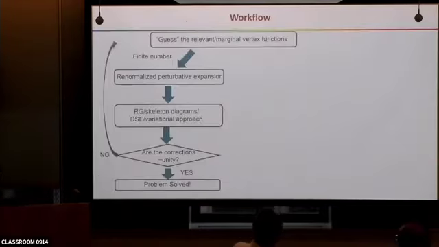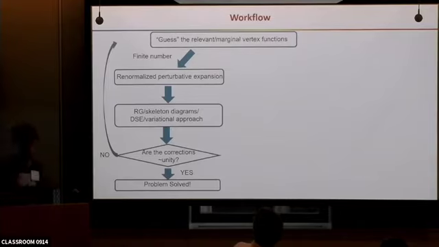Okay, so let me summarize the workflow. For a given problem, first you need to guess the relevant and marginal vertex functions. If you are lucky, you will get a finite number of them, then you can construct a renormalized perturbative expansion to make useful predictions. Then you need to use RG, skeleton diagrams, and all kinds of different techniques to calculate the relevant pieces. And then you have to check whether all vertex functions now become of order unity. If yes, then the problem is solved.